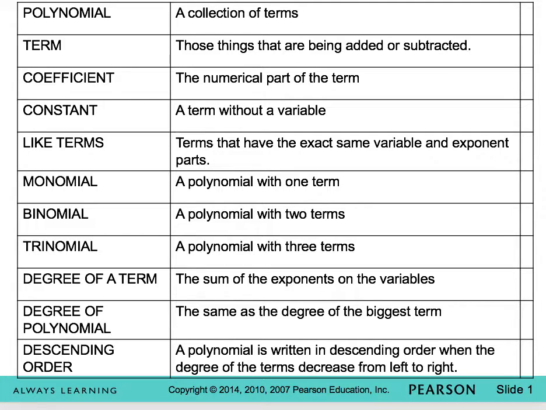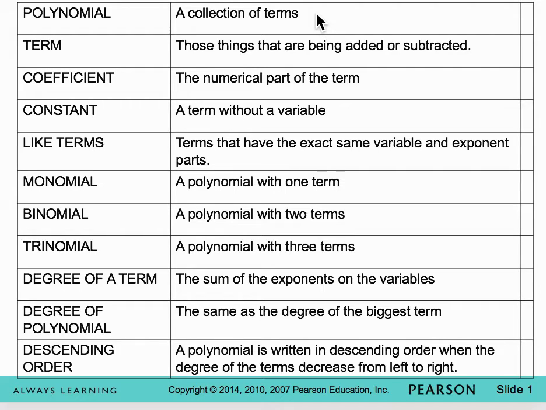Okay, chapter 13 is about polynomials. And let's see if I left myself enough room on this slide here. First of all, some polynomial terminology. So a polynomial is just a collection of terms. All right, what's a term? A term are those things that are being added or subtracted.